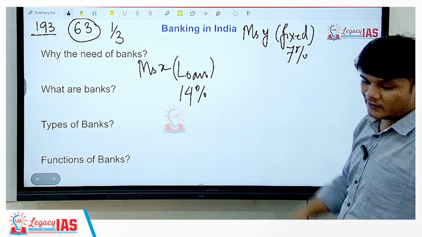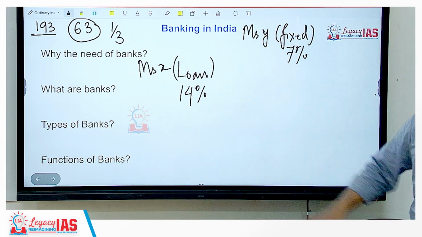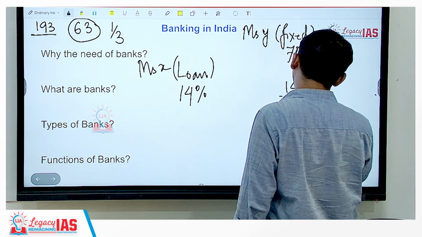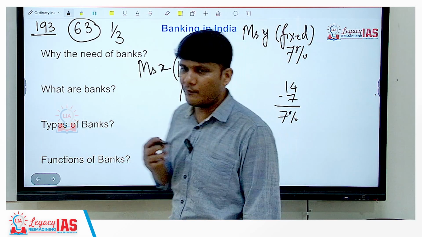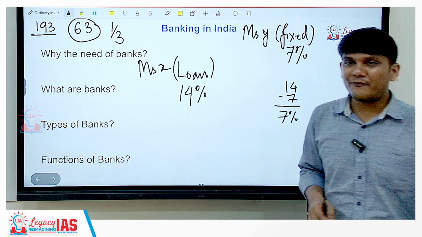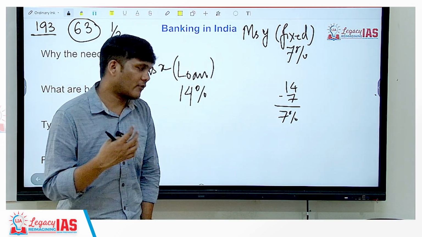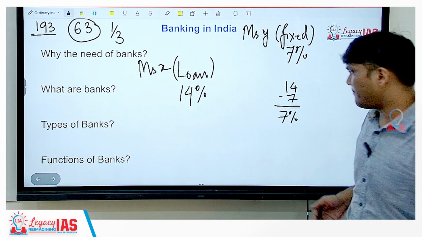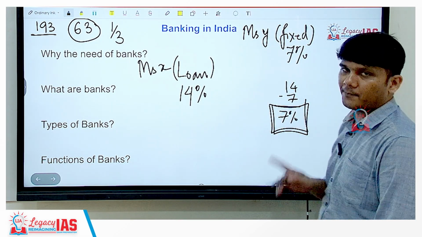So what is the difference? The difference is 7%. And now this 7% is the revenue that the banks will generate. 14 minus 7 gives you 7%. From this 7%, all the costs, implementation, management cost, employee salary, everything will come out. Plus also the fact that if 100 people are taking a loan, all 100 people will not return the loan. So some losses will also be there. That will also be accounted for here. Plus certain profits of the bank. So this 7% will have all these things included in it.